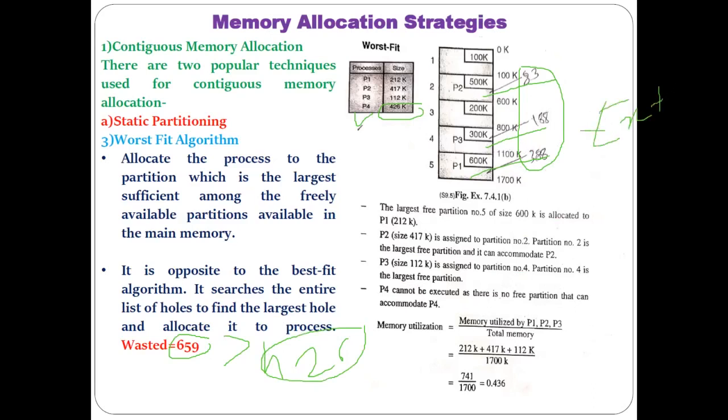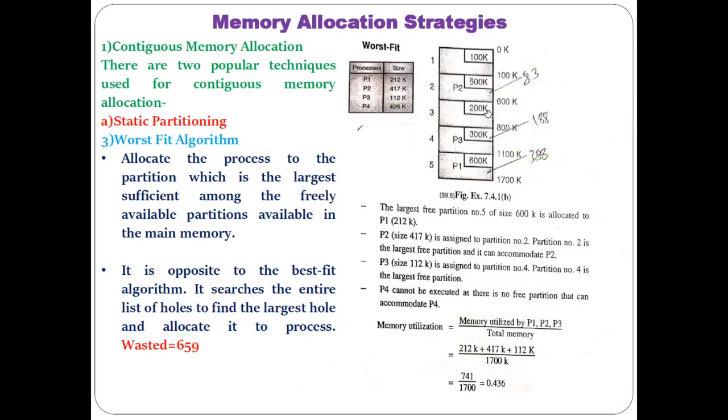External fragmentation is what? If you combine the total unused space, and it is more than the memory required for the remaining process, but still you cannot allocate that memory because of the contiguous memory allocation property, that is called external fragmentation. Okay, this part we will see in the next lecture also: internal fragmentation and external fragmentation with example.